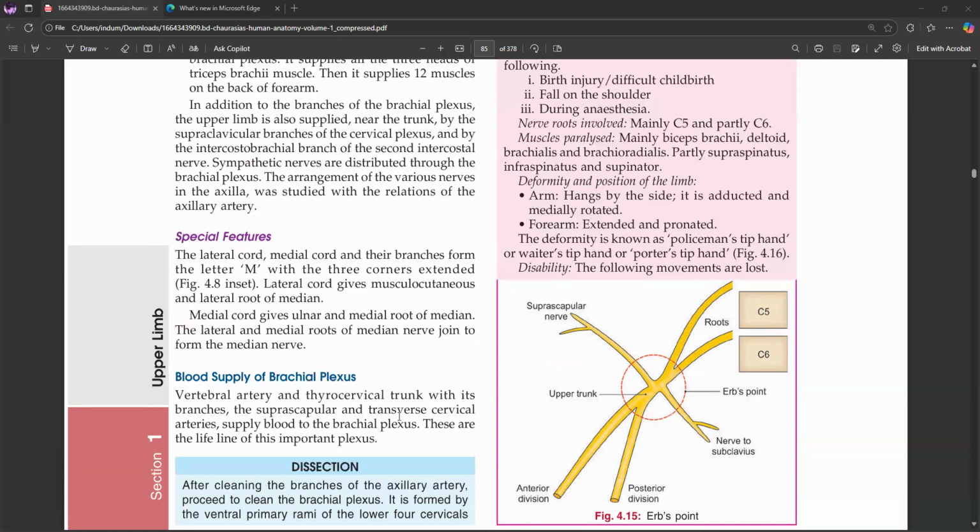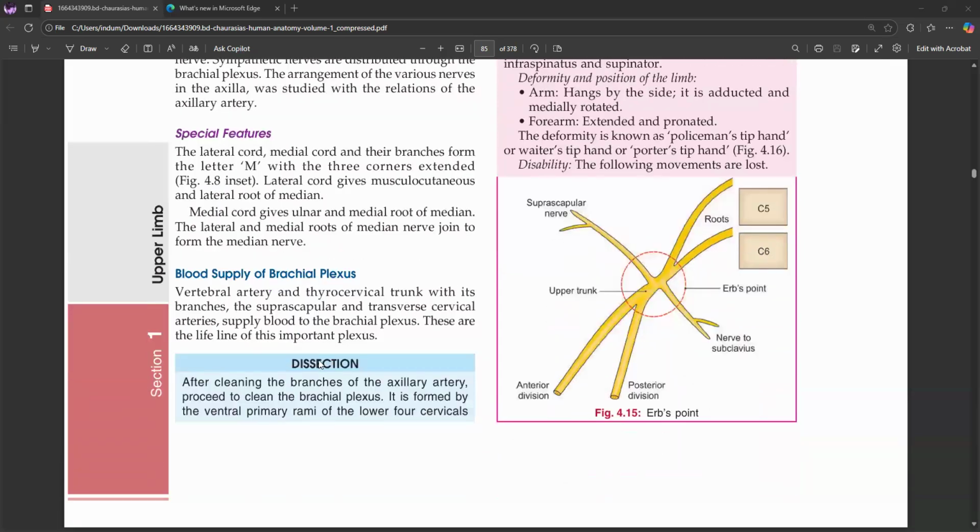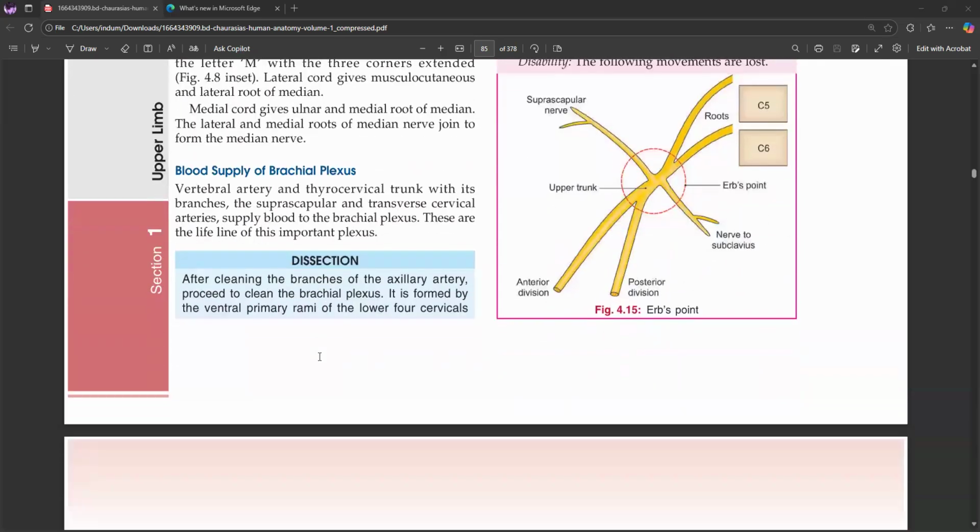Special features: the lateral cord, the medial cord, and their branches form the letter M with the three corners extended. Figure 4.8 inset. Lateral cord gives musculocutaneous and lateral root of median. Blood supply of brachial plexus: vertebral artery and thyrocervical trunk with its branches, the suprascapular and transverse cervical arteries supply blood to the brachial plexus. These are the lifeline of this important plexus.